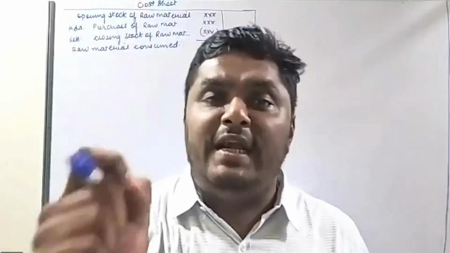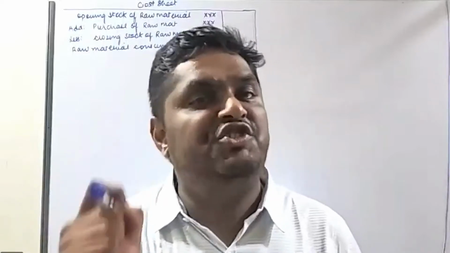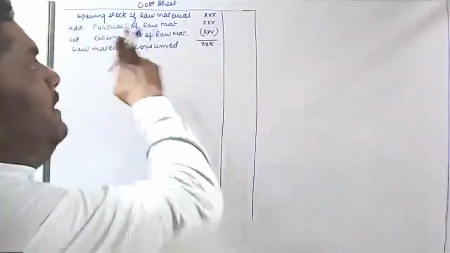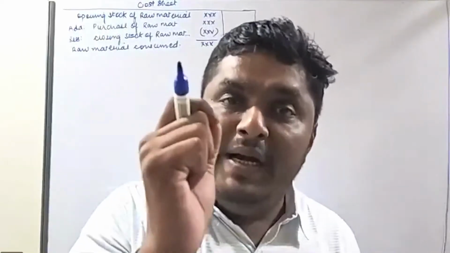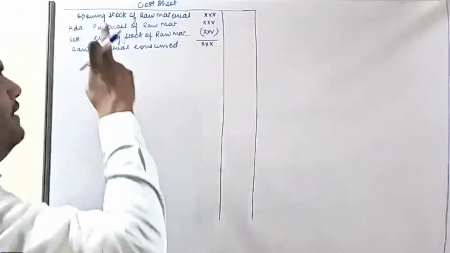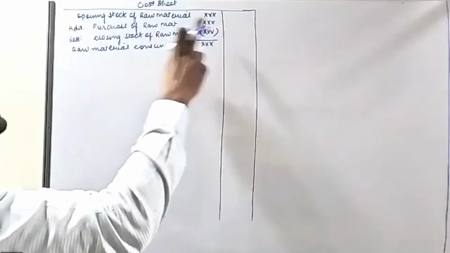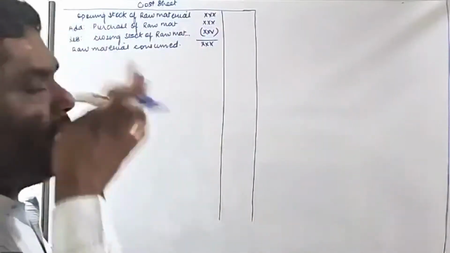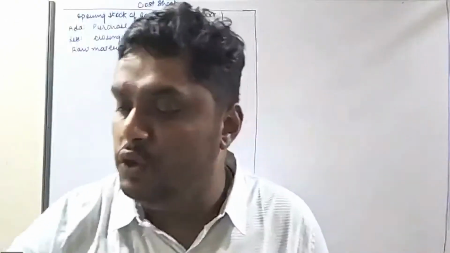Very important, guys. If direct material is given in the question straight away, then take direct material. But let's say no information is given in the question regarding direct material, but information is given regarding opening and closing stock of raw material, then yes: opening stock, add purchase, less closing stock. This is how we will get raw material consumed.